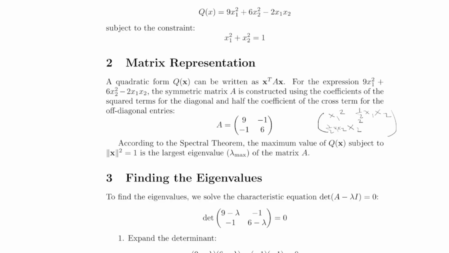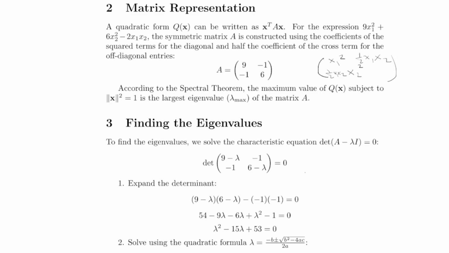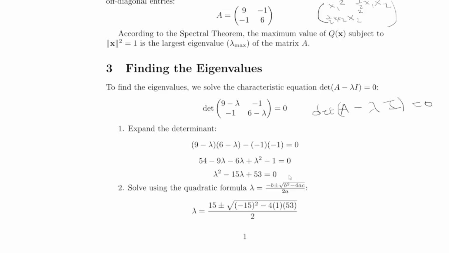According to the spectral theorem, the maximum value of q of x subject to the magnitude of x squared being equal to 1 is the largest eigenvalue of the matrix A. So basically we need to find the eigenvalues, and to do that we have to find the determinant of A minus lambda I and set it equal to 0. When we do that, we multiply the diagonals and subtract from each other. We have 9 minus lambda times 6 minus lambda minus the product of negative 1 and negative 1.